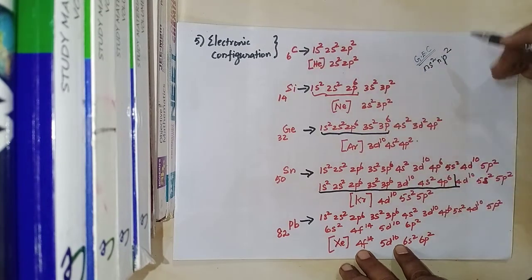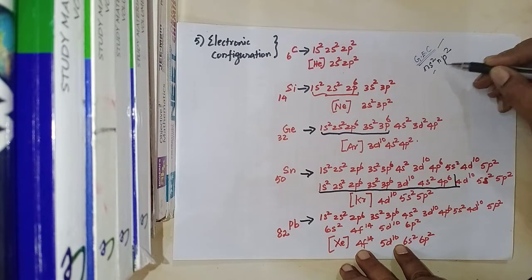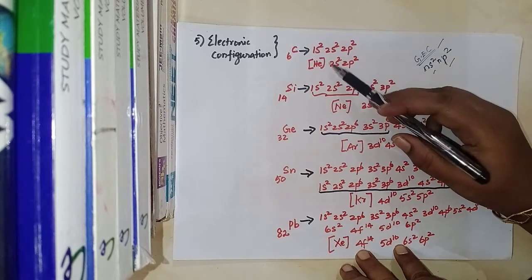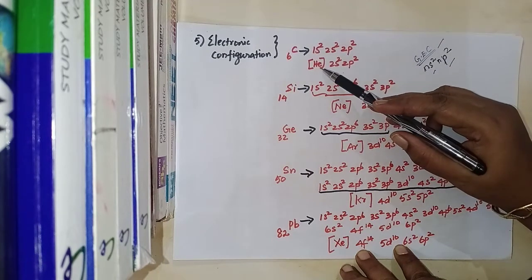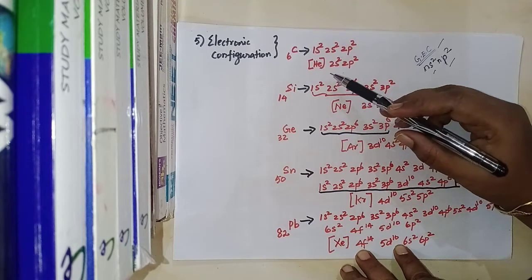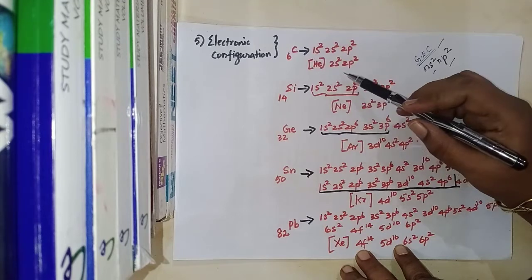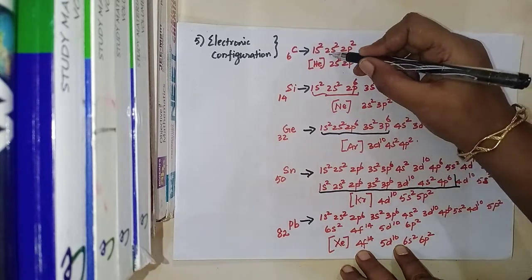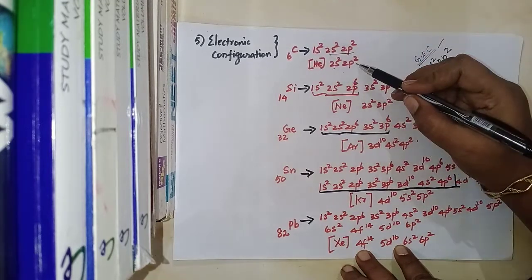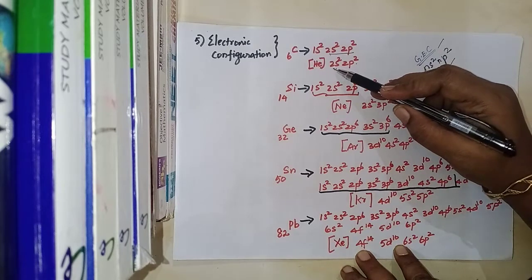The general electronic configuration is ns2 np2. Now see here, the first 1s2 is helium, the stable configuration of the group 18 element. The remaining is the outermost electrons, 2s2 2p2. Only the outermost shell will vary.